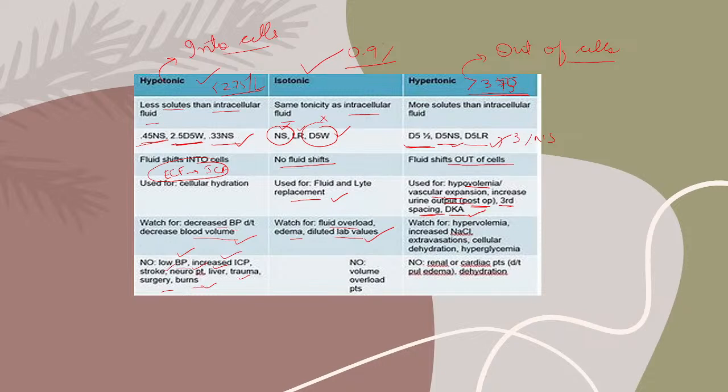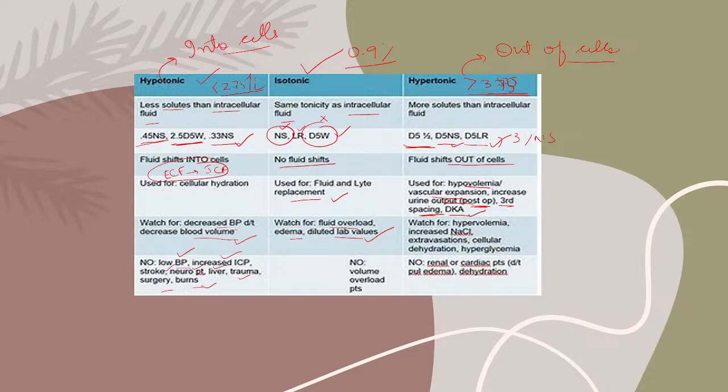If the patient is having this hypertonic fluid, we will keenly watch for hypervolemia, because there is a risk of intravascular fluid overload. Then increased NaCl and extravasation, cellular dehydration, and hyperglycemia. These all we need to assess if the patient is having hypertonic solution infusion.